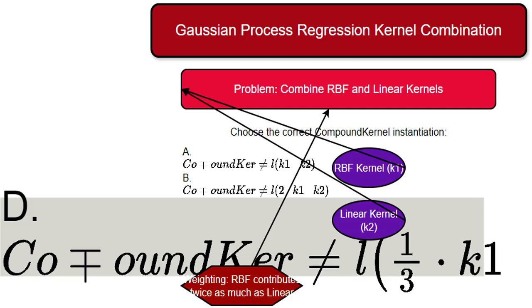This option uses the weights 1/3 and 2/3 for the RBF and linear kernels respectively, ensuring the 2:1 ratio and the sum of weights equal to 1. This is the perfect normalized combination, the best smoothie recipe.